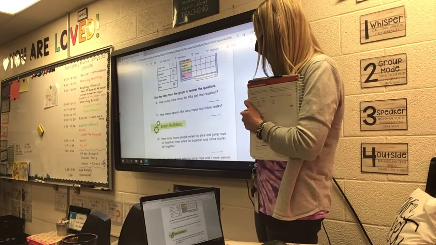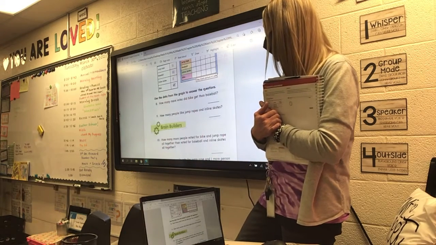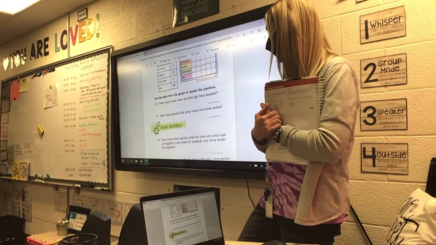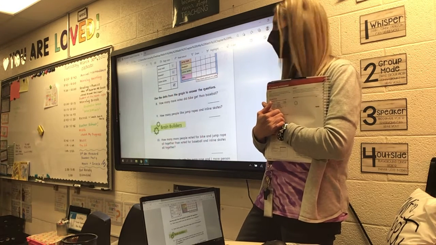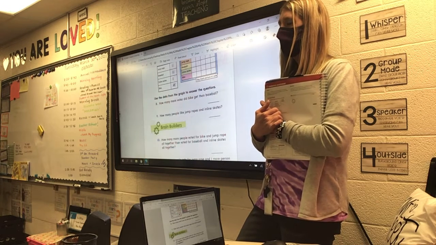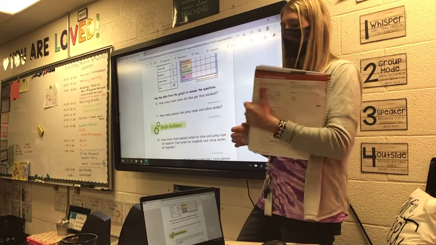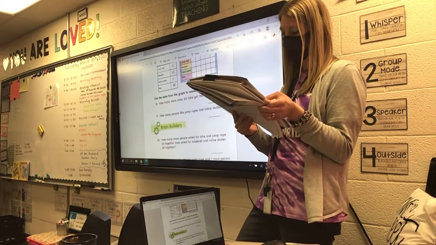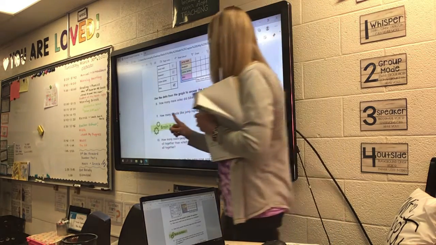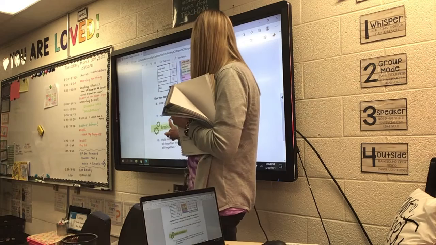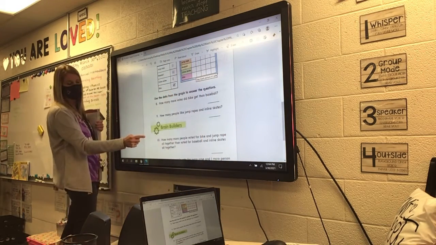On number 10, it says, how many more people voted for bike and jump rope all together? So everybody look at bike and jump rope. Count those. Right now, Carson, count those. 3, 4, 2, 5, 8. Wow. Okay, guys, how many? 8. Okay, so bike and jump rope are 8. So Mrs. Berg's going to write an 8 over here. I want you to do the same.